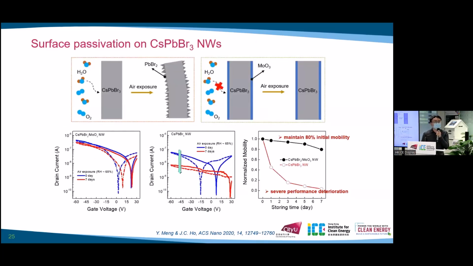In addition to the mobility enhancement and photocurrent enhancement, MoO3 can also provide the surface passivation function on cesium-lead bromide-3 nanowire. From the transfer curve, we can see the core-shell nanowire can maintain 18% of their initial mobility. In contrast, the pristine cesium-lead bromide-3 shows severe performance deterioration.